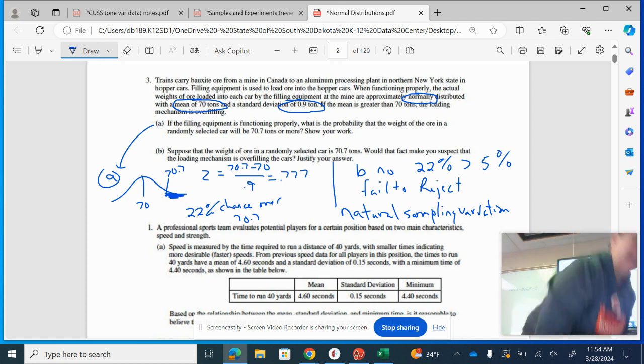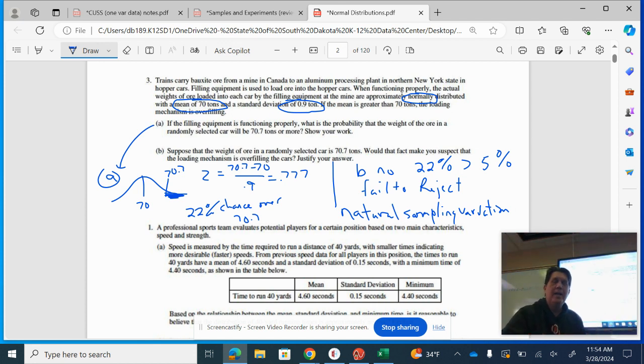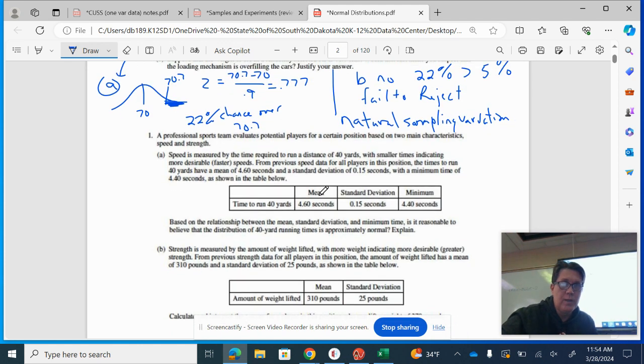So anytime you're asked, would you suspect something, think about that we're really dealing with an alpha level, and is something rare. If something's rare, yeah, that makes me suspicious. That's why we reject the null when things are lower than 5%, because we think it shouldn't have happened from natural sampling variation. All right.